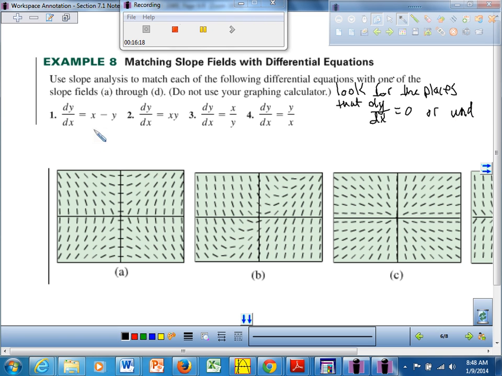So if we look in number 1, well, there's no fraction, there's no root, so it's not going to be undefined anywhere. So let's think about where this is equal to 0. Our derivative will be 0 where, if I move the y over, y equals x. Well, that is the line, the diagonal coming up like this, correct? So what you want to do is look at the line y equals x and say, are the slopes 0 on that line for A? Are they? No, they're not A.